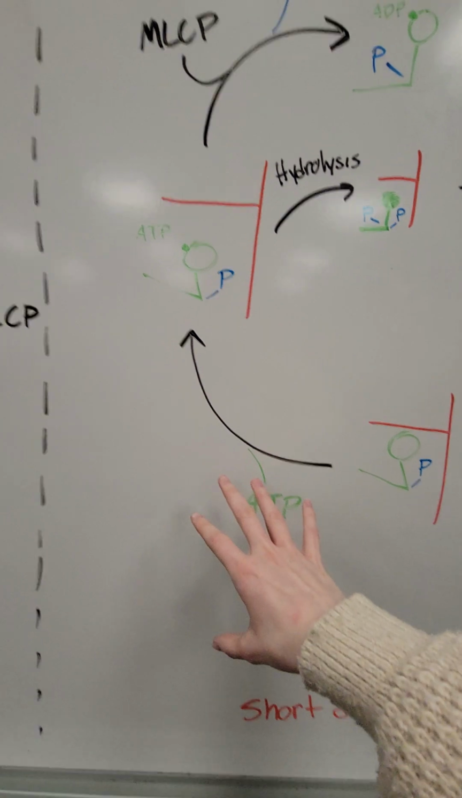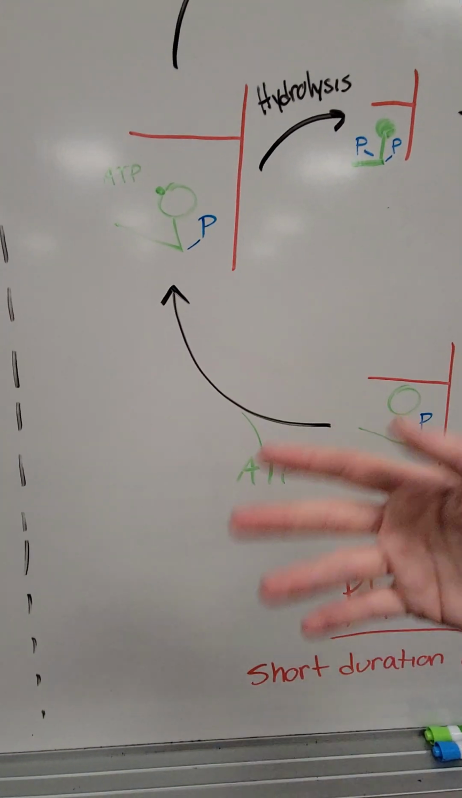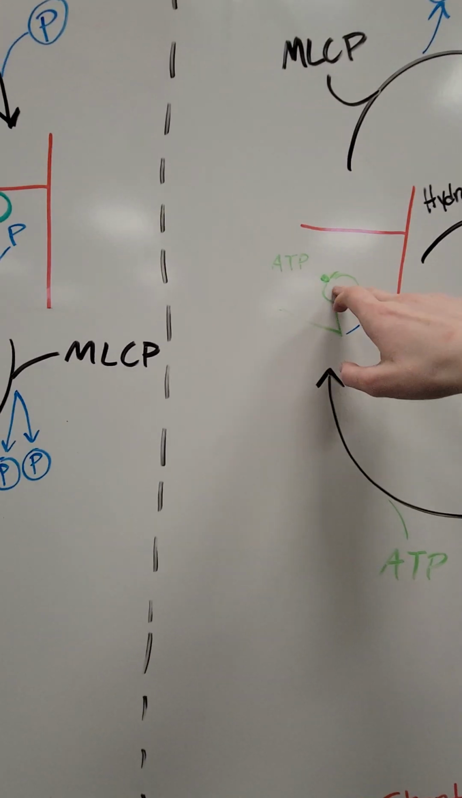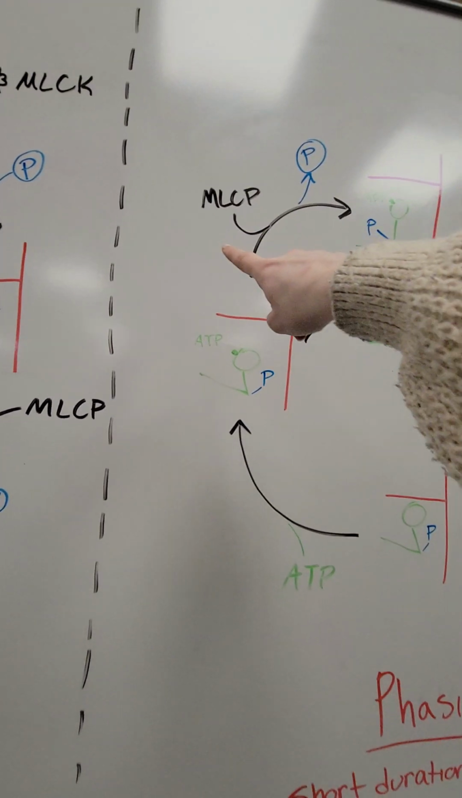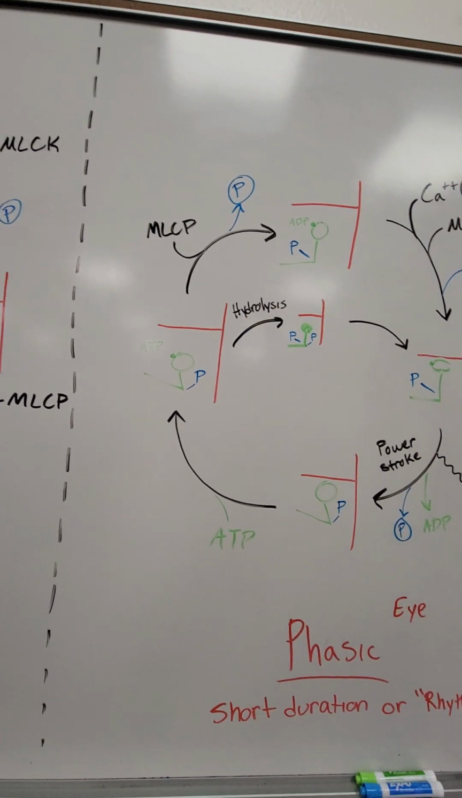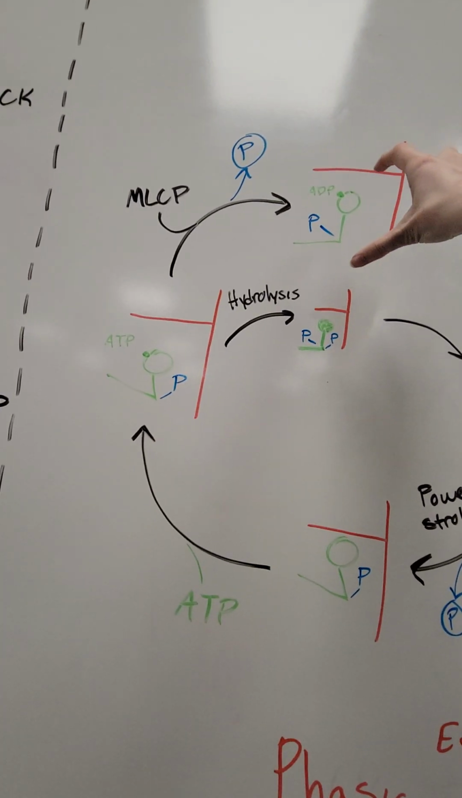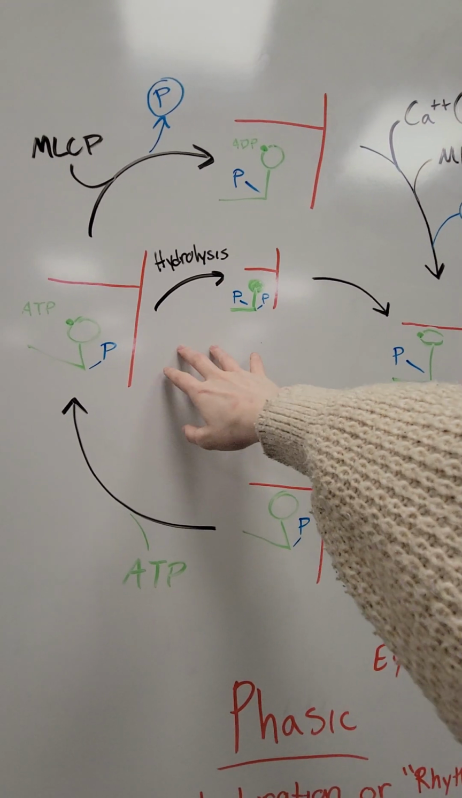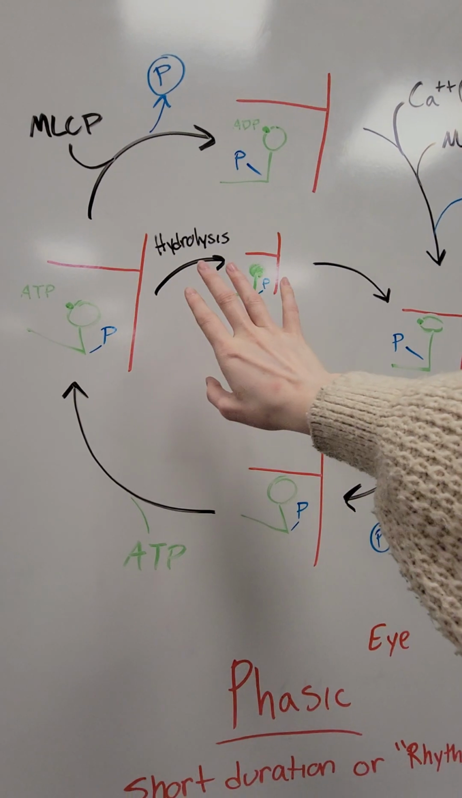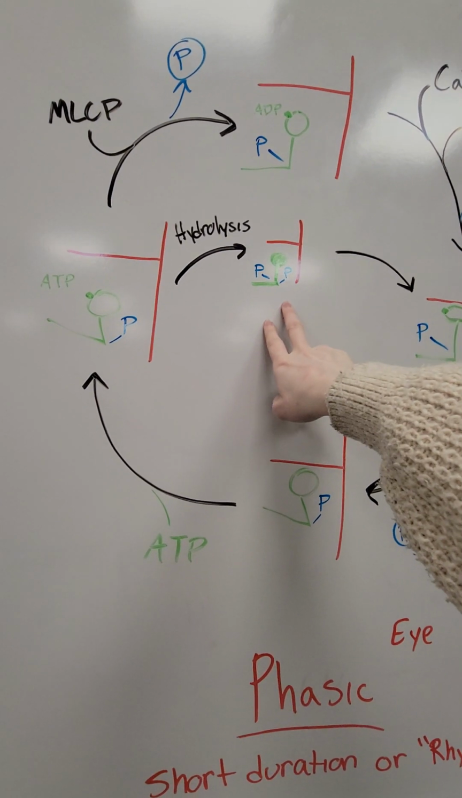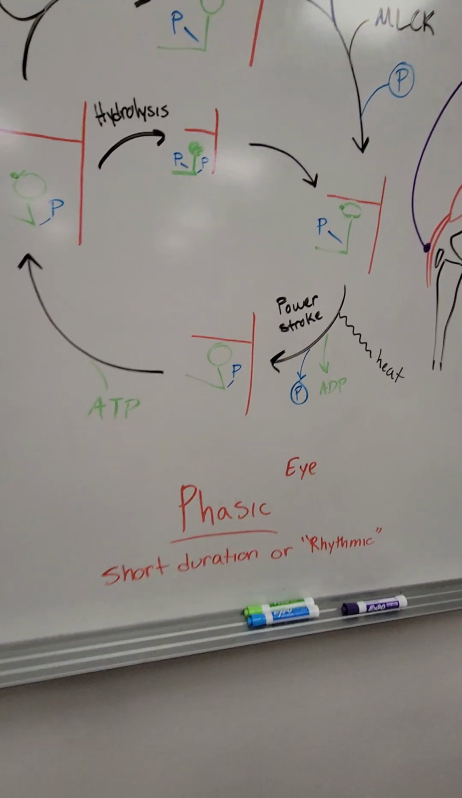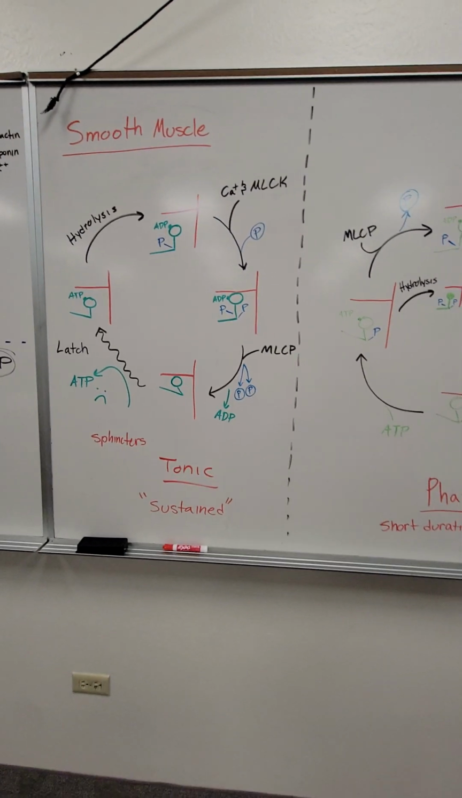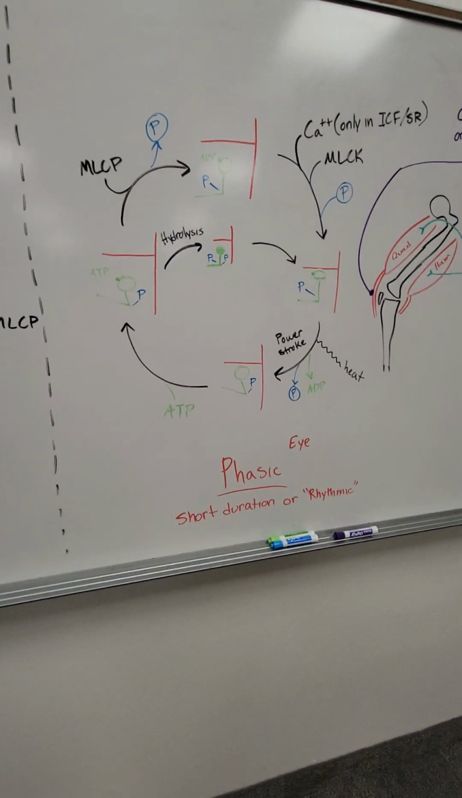We have ATP come in. That will come here to the myosin head. We get our phosphate back. We have MLCP involved in this one. We lose that phosphate and it comes back to the starting point. You could also take this path where we have hydrolysis. We have our 2 phosphates here, and then we come back to this spot here. It's just a good way to help us see the differences between the two.